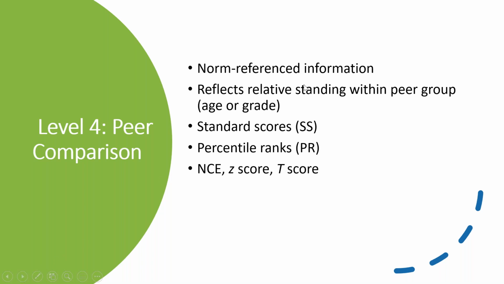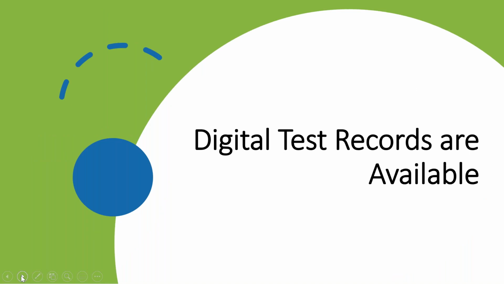And then our level 4 is the peer comparisons, and that's looking at the norm referenced information. It reflects that relative standing within a peer group. And we typically use our standard scores and percentile ranks when looking at those.